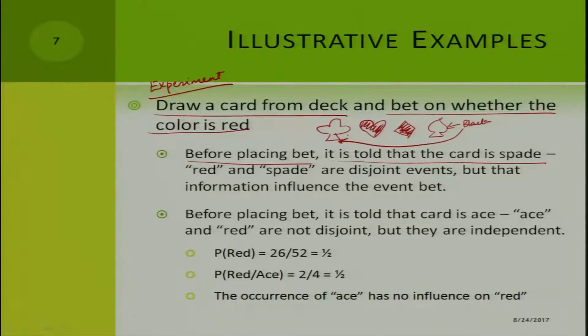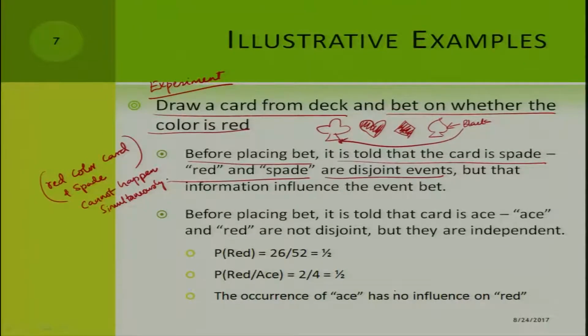So, before placing the bet, you are told that the card is a spade. Red and spade are disjoint events. If it is a spade, it can only be black, it cannot be red. So red and spade cannot happen at the same time; they are disjoint events. A red color card and a spade cannot happen simultaneously.